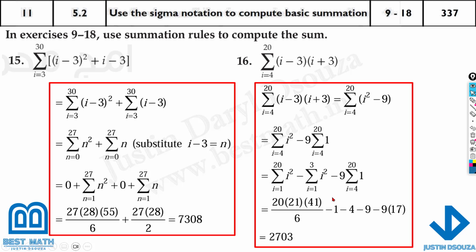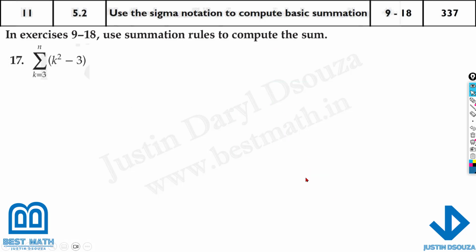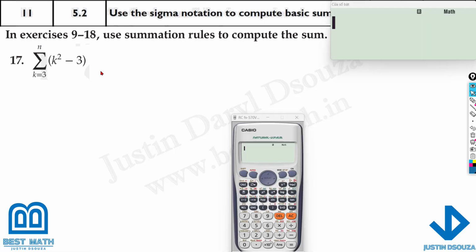Similarly, you can solve all these problems. Here it starts from 4 to 20. Just type it out and you'll get the answer. Now, what about this problem? Here it's n, isn't it? Here you don't need to solve it by writing. All you need to do is type it out. So all the four options need to be available. Let's press shift and this symbol, you get the summation.